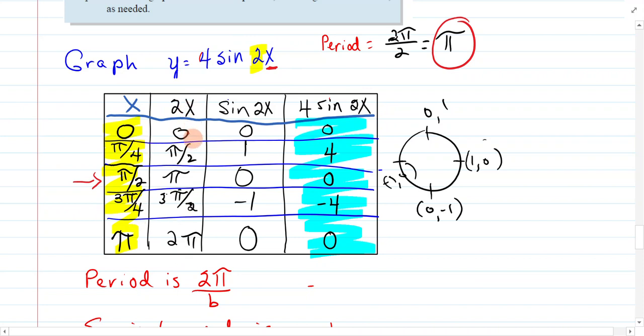All right, so then in this column, I'm multiplying the yellow items by 2. So that's 0. 2 times 1/4 is 2/4, which is 1/2. 2 times pi over 2 would just give me pi. 2 times this gives me 6 over 4, which reduces to 3 over 2. And 2 times pi is 2 pi.